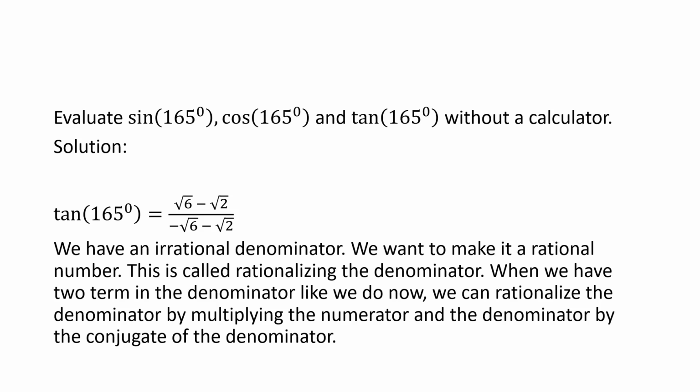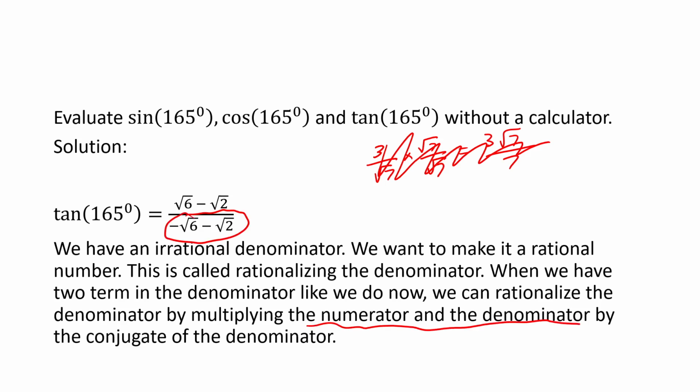And we know how to rationalize denominators when there's only one term. For instance, if we have a number like 3 over root 7, we know that we can just multiply numerator and denominator by the irrational component of the denominator, and we get this, and we've rationalized our denominator. Sometimes, though, we can't use that method because we have two terms in the denominator. When that happens, we rationalize by multiplying numerator and denominator by the conjugate of the denominator.